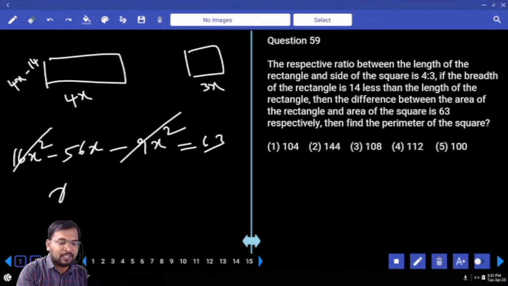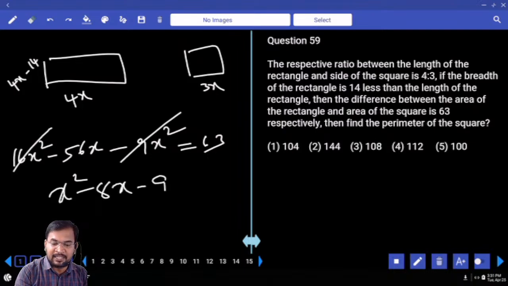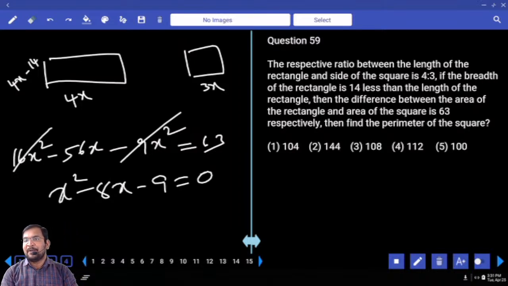Cancel with 7. x square minus 8x minus 9 equals 0. What are the possibilities? 9 and 1. Minus 9 plus 1, the plus 1 becomes minus 1. Minus 1 we don't consider.